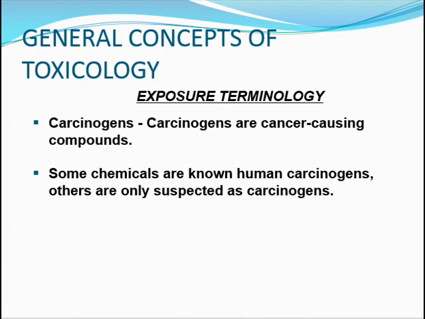General concepts of toxicology. Exposure terminology. Carcinogens are cancer-causing compounds. Some chemicals are known human carcinogens, others are suspected carcinogens. Manufacturers are required to list any carcinogens in their product, even if the amount is as low as 0.1%. The allowable exposure limit for carcinogens is either extremely low or is at 0.